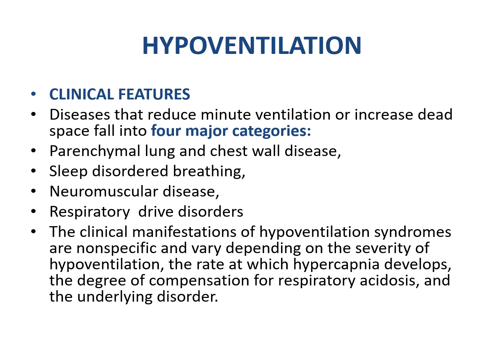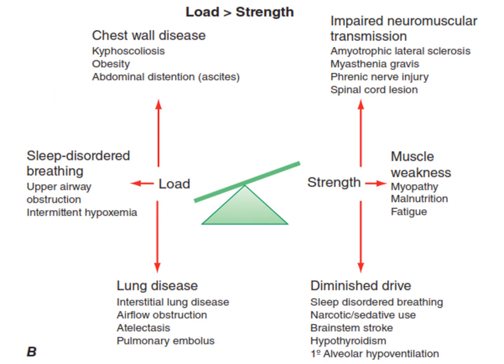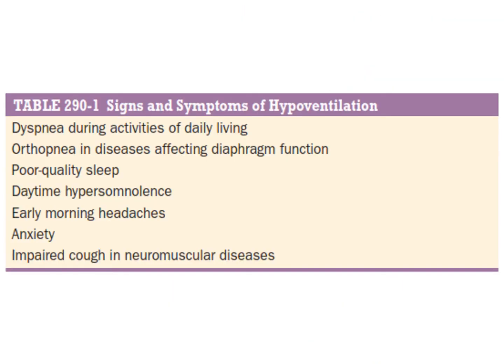The clinical manifestations of hypoventilation syndromes are non-specific and vary depending on the severity of hypoventilation, the rate at which hypercapnia develops, the degree of compensation for respiratory acidosis, and the underlying disorder. Here we have a diagram of signs and symptoms of hypoventilation. Dyspnea during activities of daily living. Orthopnea and diseases affecting diaphragm function. Poor quality sleep, daytime hypersomnolence, early morning headaches, anxiety, impaired cough in neuromuscular disease.